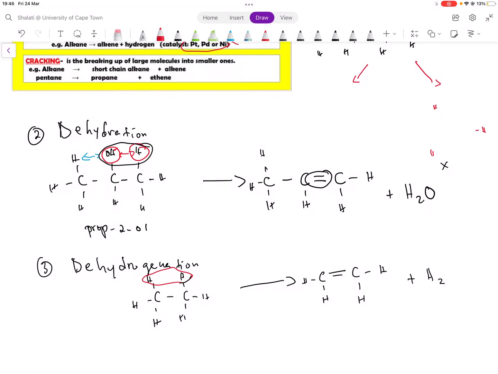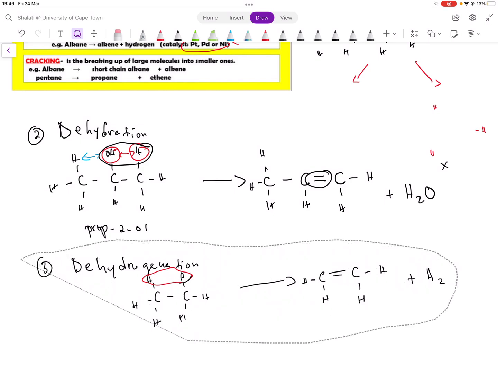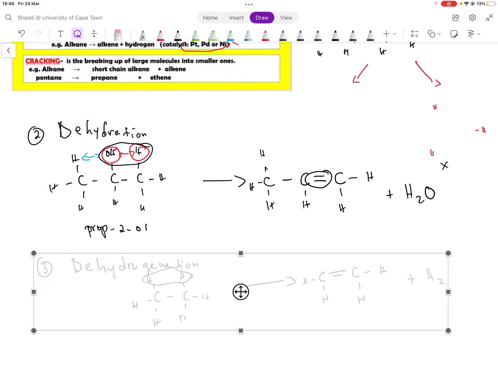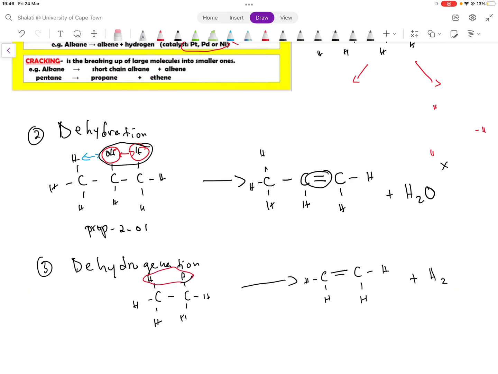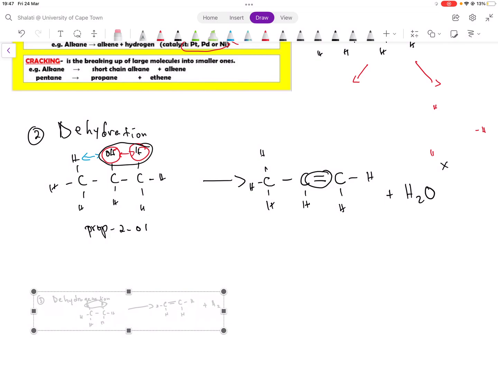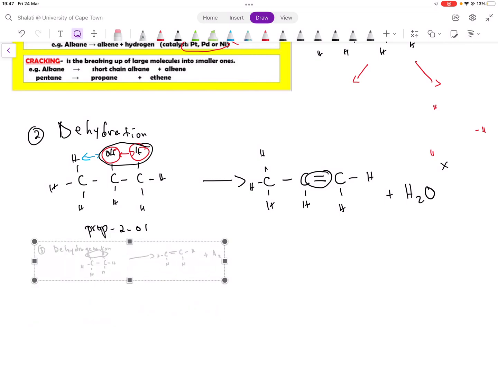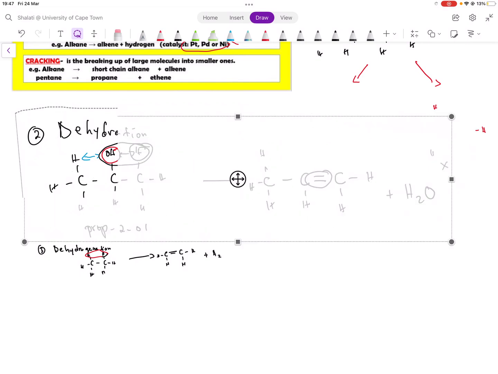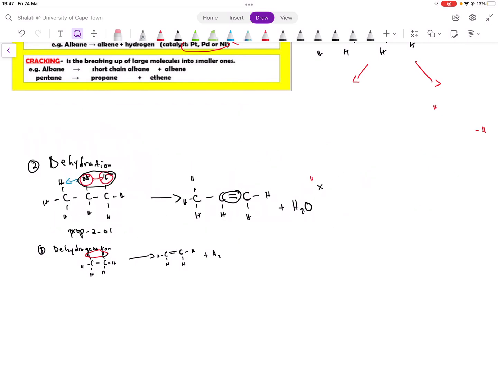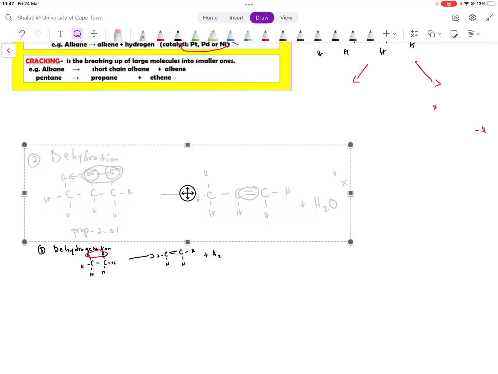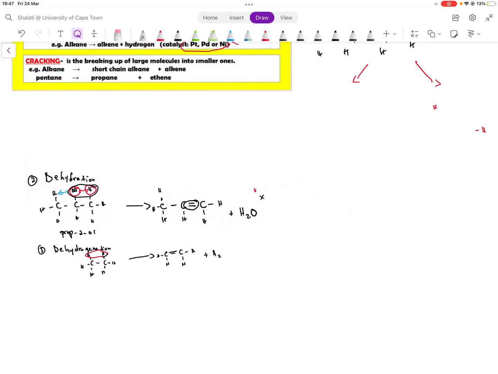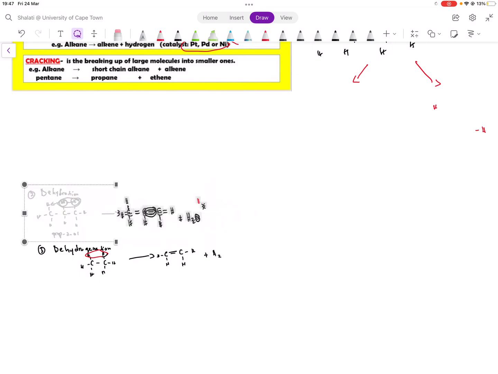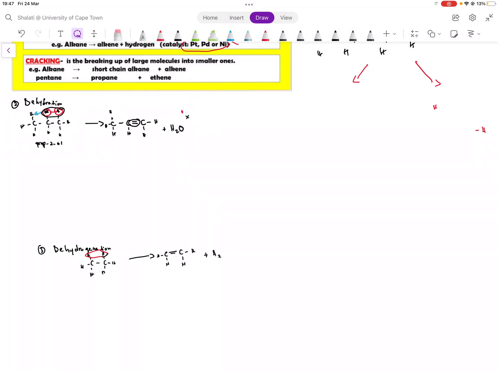Then the last one, these are very simple. Okay, so the last one is called cracking. So to crack something is to break up something into smaller pieces. So you can think about it in that manner. I'm not saying if they ask you the definition of cracking you must say what I just said. No, I just said it so you can understand for yourself how you can remember it. So cracking is the breaking up of large molecules into smaller ones, as simple as that. So you must expect these kind of definitions from your examination.